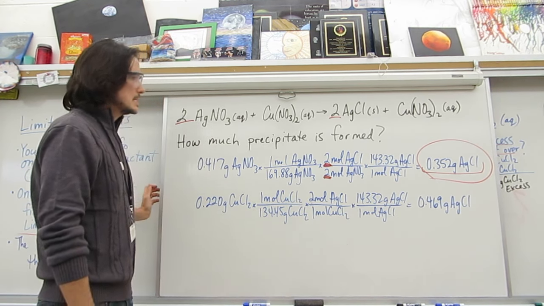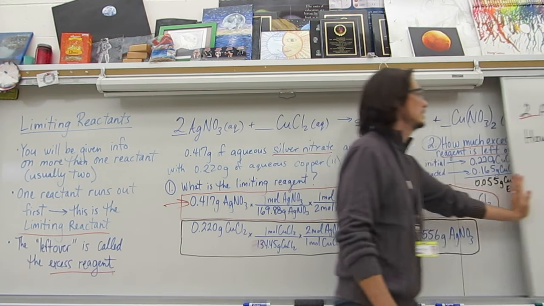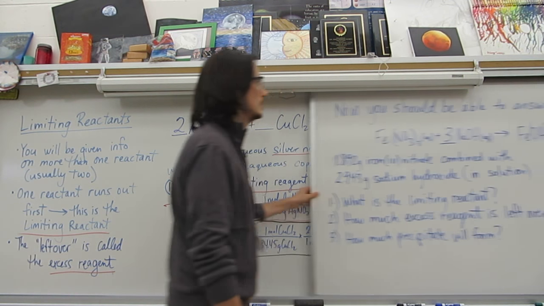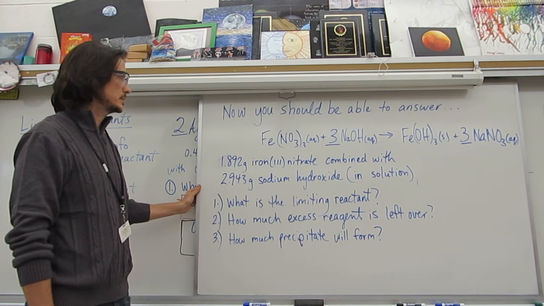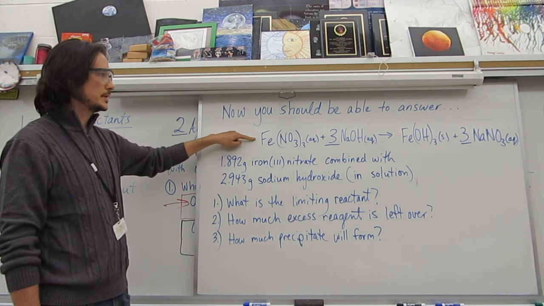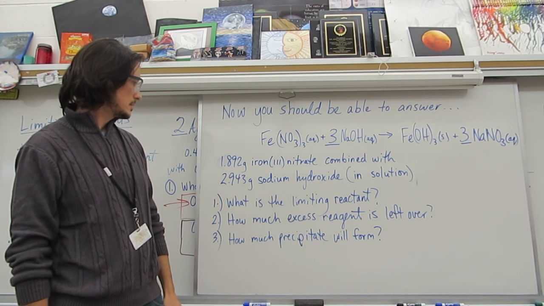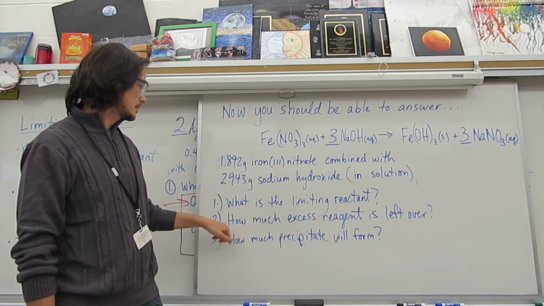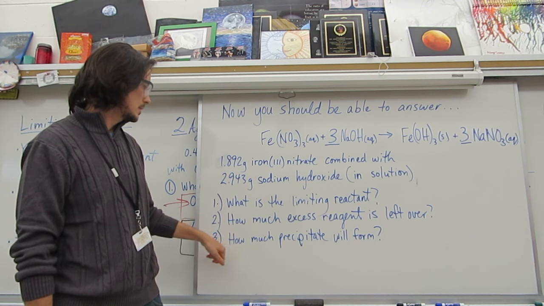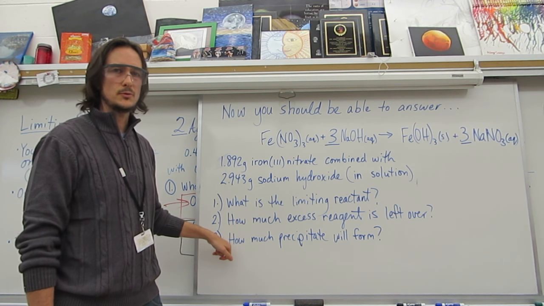So if you can do this, you should be able to answer this. It's iron 3 nitrate, sodium hydroxide, we got a 1 and 3. What is the limiting reactant? How much excess reagent is left over? And how much precipitate will form?